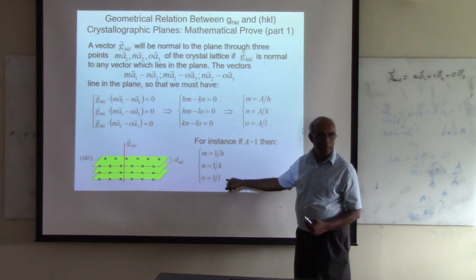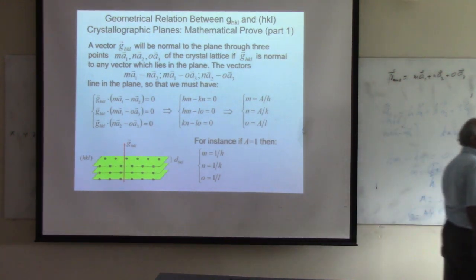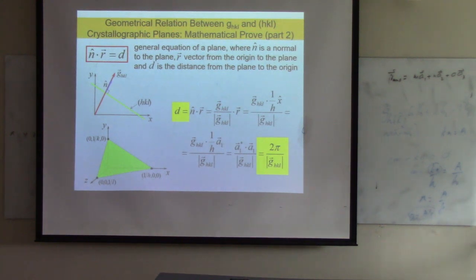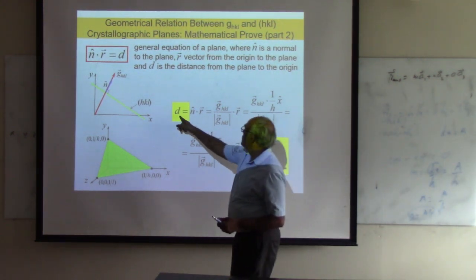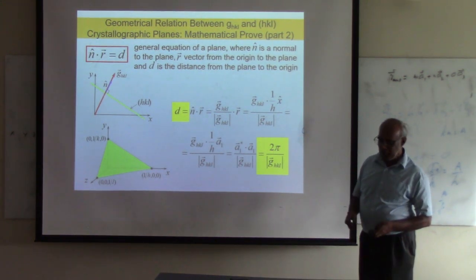This has to be inverse, right? Because when you do the plane, you take the inverse of that one. Okay, so now that proves the concept that the GHK vector is normal to the HK plane. That's basically how we prove that one. So now how do you show this? The distance is 2 pi over GHK. This is the most important thing for crystallography.